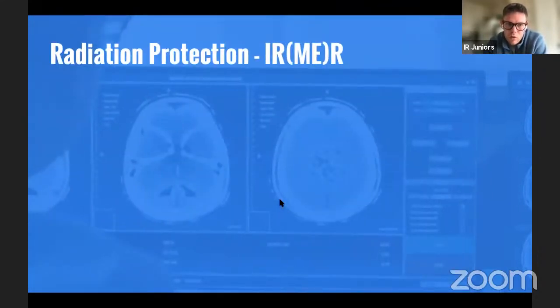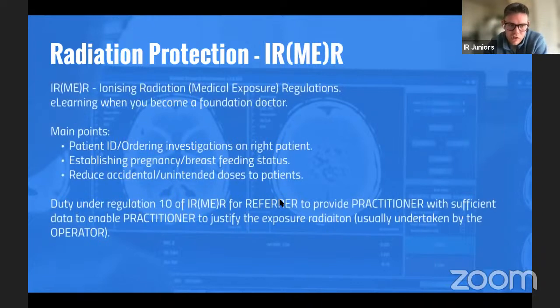An important point to be aware of, and you're probably all doing your pre-starting hospital mandatory online learning, most places will make you do some IRMER as well. So radiation protection is quite important, particularly when you're referring patients for scans involving ionizing radiation. And IRMER is the legislation and regulations which guard the exposure to ionizing radiation in this setting. So the main things are, when you're ordering a scan on a patient, you have to make sure that it's the right patient, obviously.